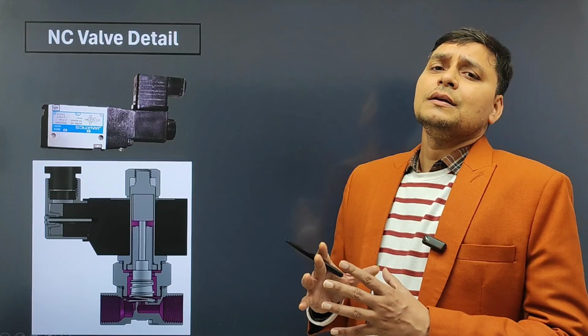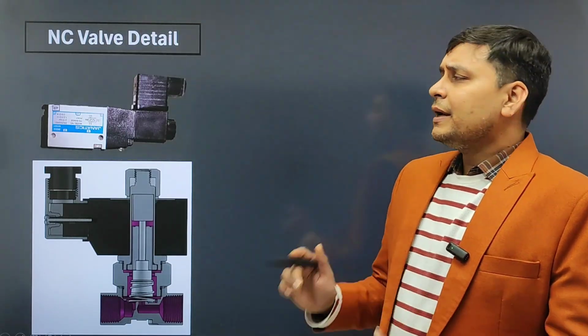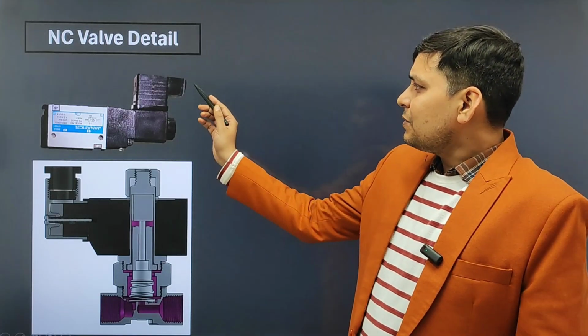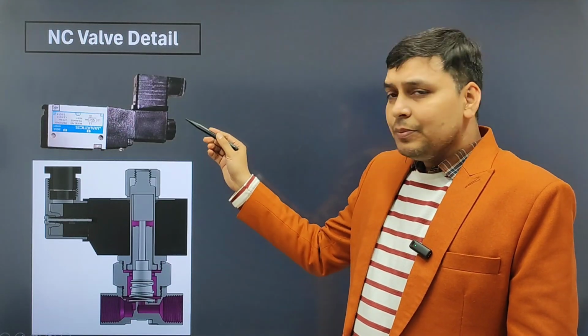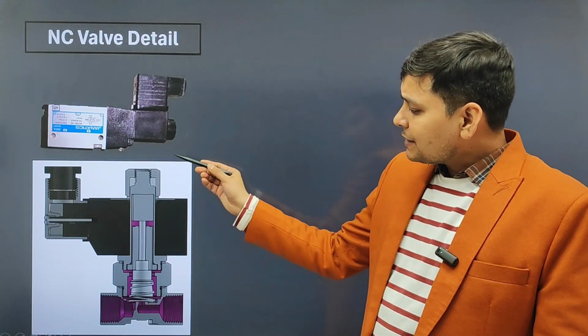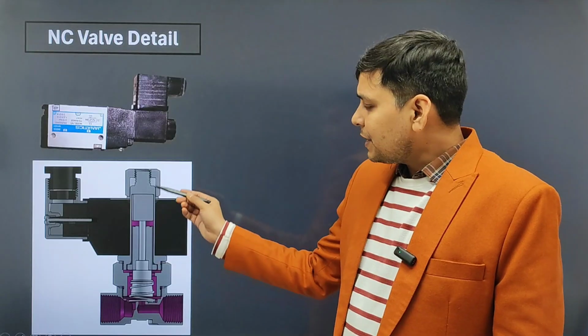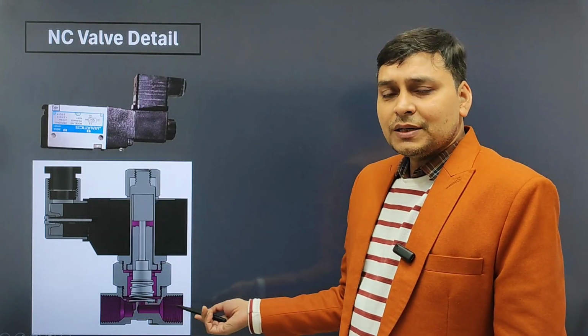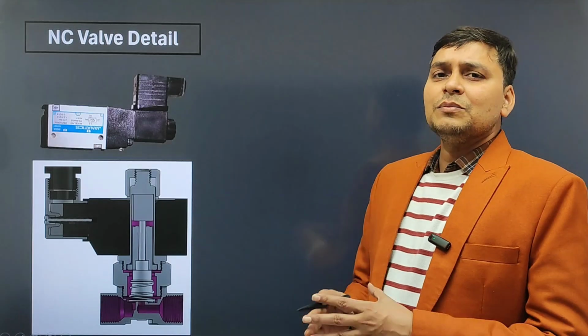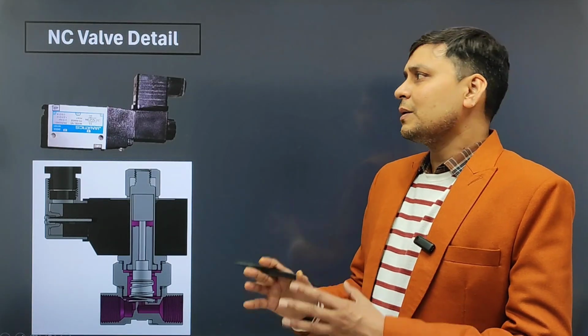Now we will discuss the energized state. In energized state, the supply is given to the coil, and when supply is given to the coil, the plunger moves in upward direction. When the plunger moves in upward direction, the valve opens and flow of fluid passes through it. So this is the simple working of the normally closed valve.